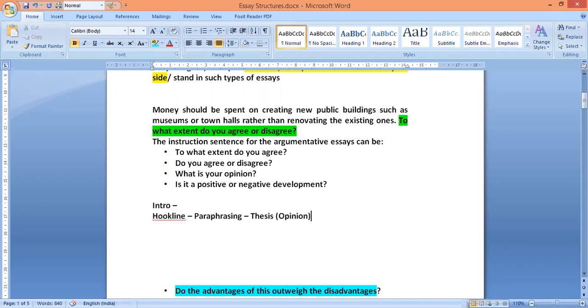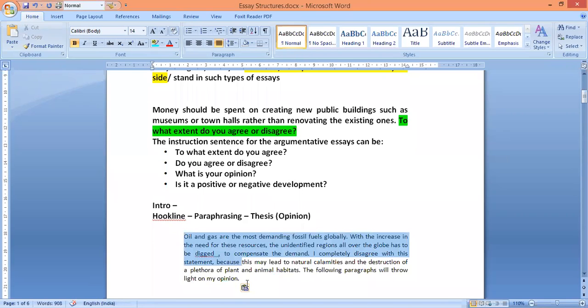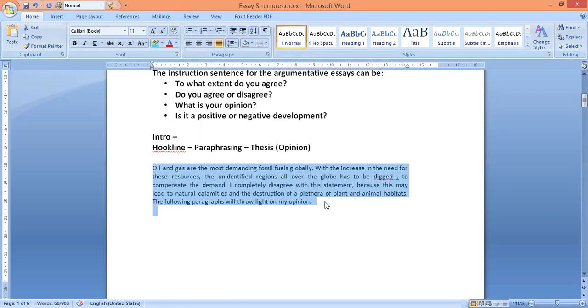So let's take some specific example now. This is the introduction of the same question. My student sent it to me. Do you think it has hook line, paraphrasing, and opinion? Is it the same question? No, this question is different, but it is agree and disagree.